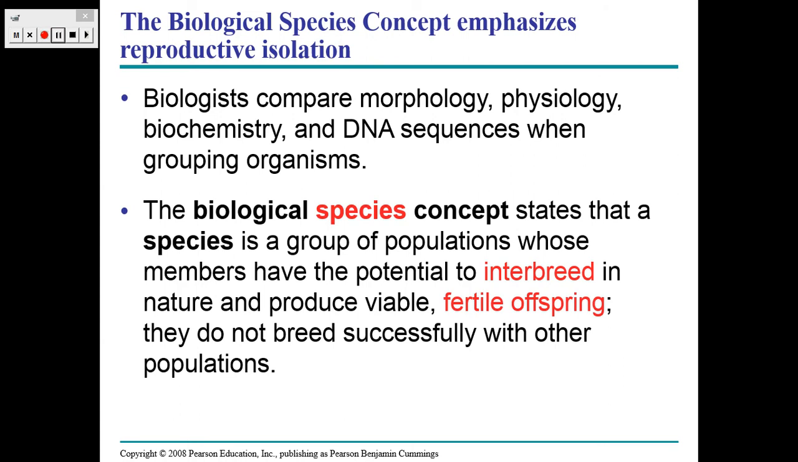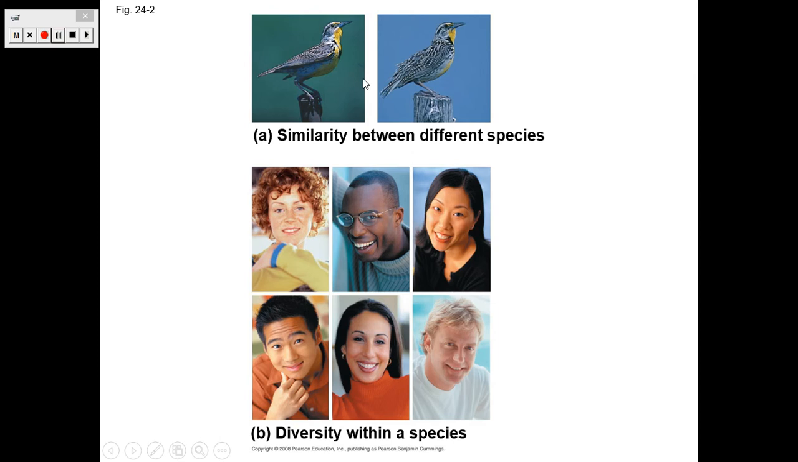So let's look at some different species here. I have these two birds. They're both meadowlarks. This is an eastern meadowlark, and this is a western meadowlark. So even though they look very similar, they're considered to be different species because they have different behaviors. And so their different behaviors, their different songs, are their mating rituals, and those are what prevent them from interbreeding.